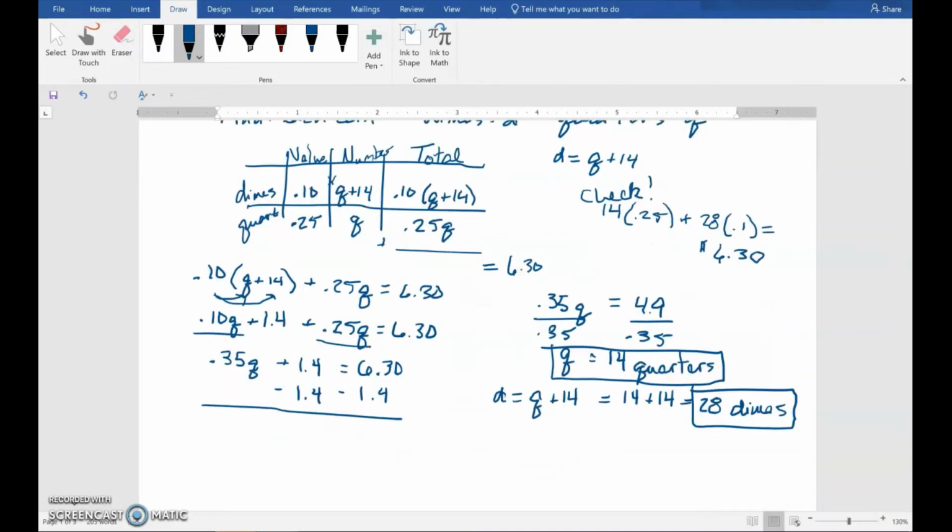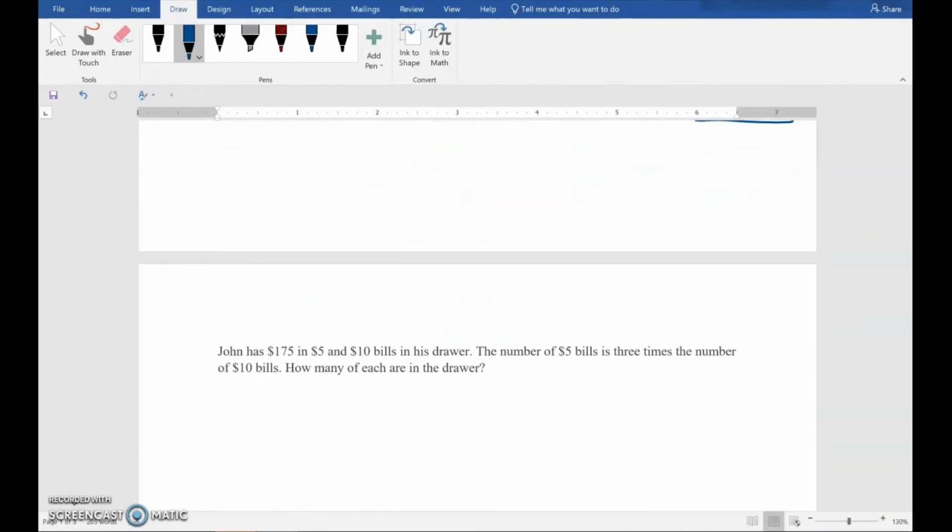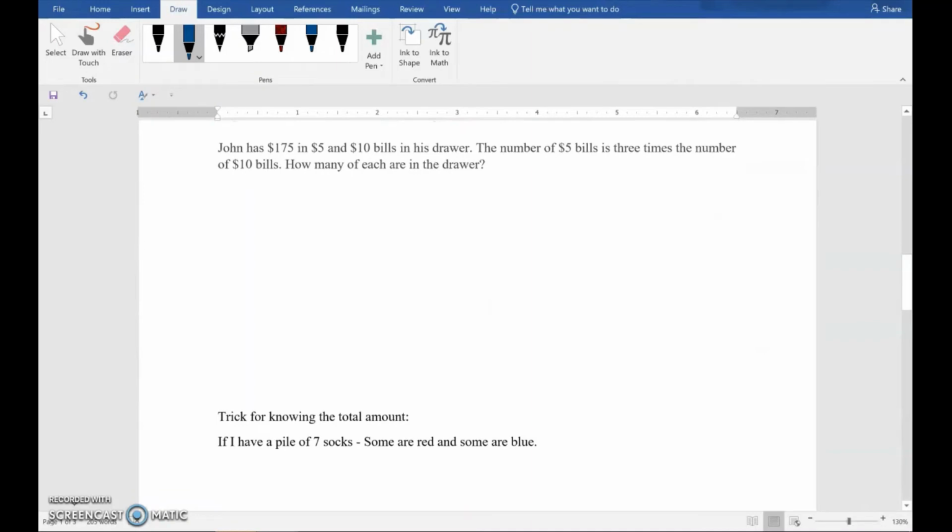Let's look at the next problem. Okay. This time we've got dollar bills, but the process is going to be the same. John has $175 in $5 and $10 bills in his drawer. The number of $5 bills is 3 times the number of $10 bills. How many of each are in the drawer?